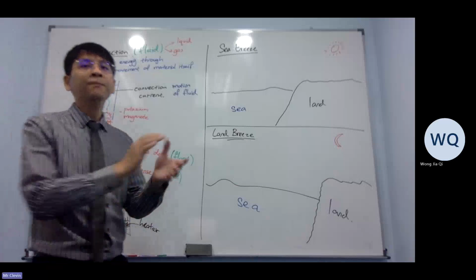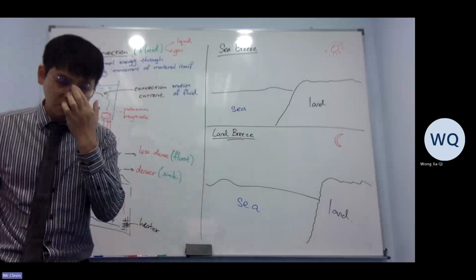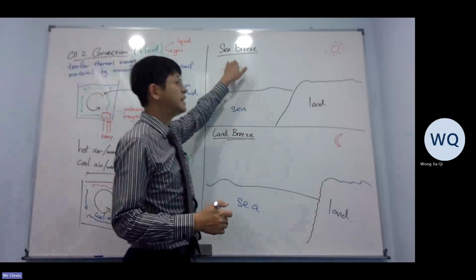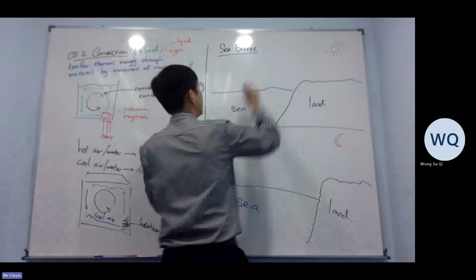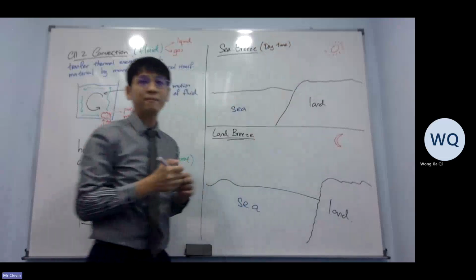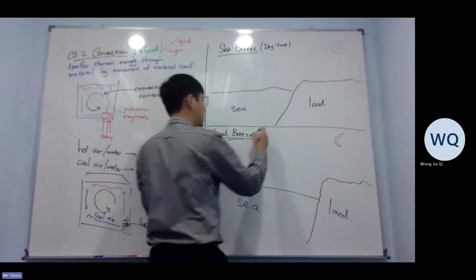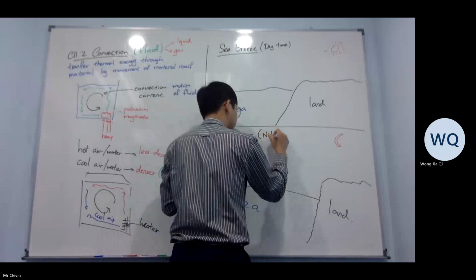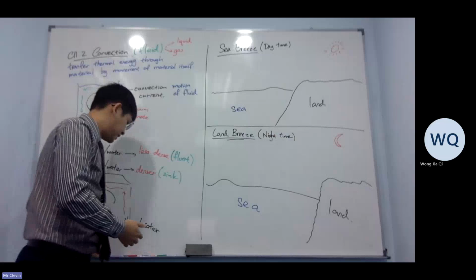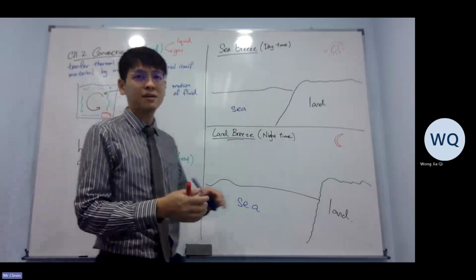Okay, people. Now, what is exactly a sea breeze and what is exactly a land breeze? If you want to think of it, sea breeze only happens in daytime. Land breeze only happens in nighttime. So, what do the sea breeze and land breeze tell us?